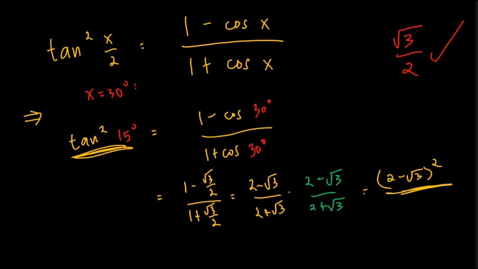But we know that tangent 15 degrees must be positive, because sine and cosine of 15 degrees are both positive, because 15 degrees is in the first quadrant. So I could just take the positive root here. Tangent 15 degrees would have to be 2 minus square root 3. Technically it is plus or minus this expression, but since we know tangent 15 degrees is positive, we could just have tangent 15 degrees be 2 minus square root 3.